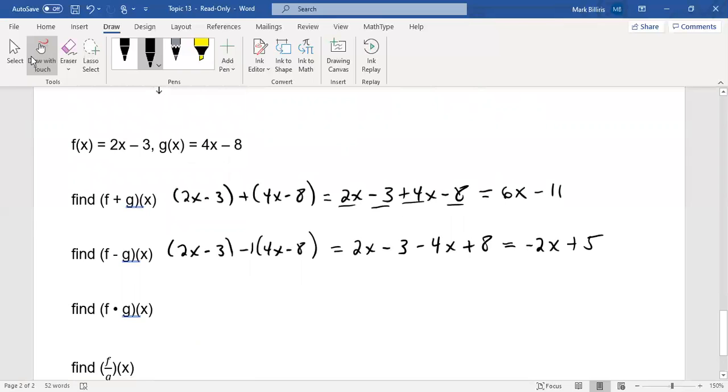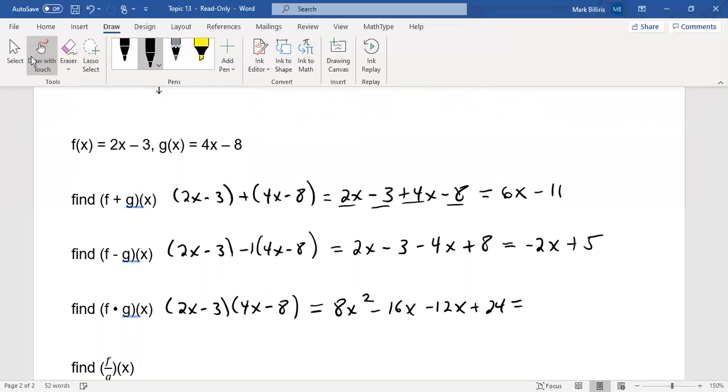Our next problem is multiplication. So it says multiply f times g. So we have f of x is 2x minus 3. g of x is 4x minus 8. So we need to use the distributive property or FOIL method. So we're going to start by multiplying 2x times the 4x and the minus 8, then the -3 times both. So 2x times 4x is 8x squared. 2x times -8 is -16x. -3 times 4x is -12x, and then -3 times a -8 is a positive 24. So combining like terms, we have 8x squared, a -16 and a -12 gives us a -28x plus 24.